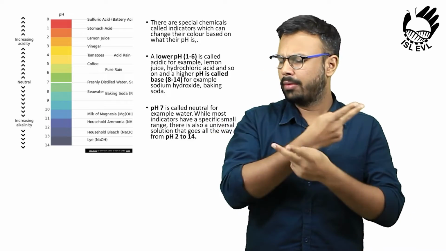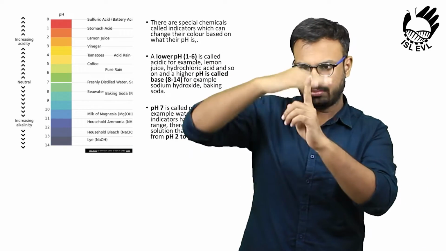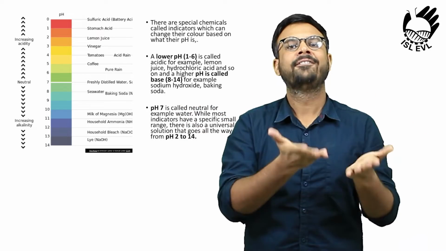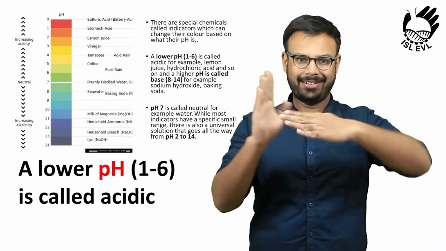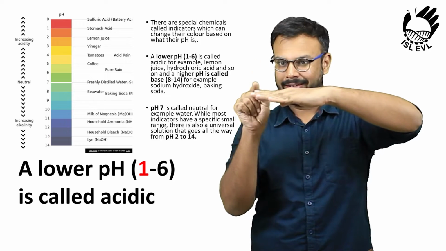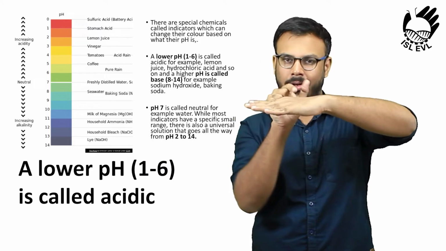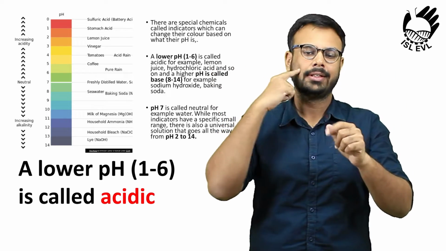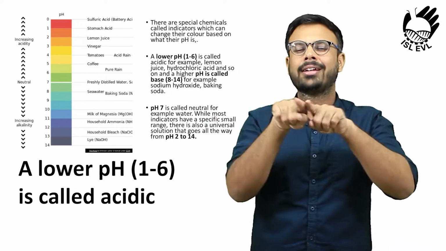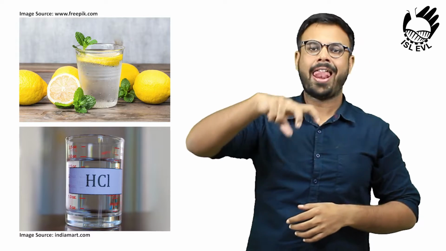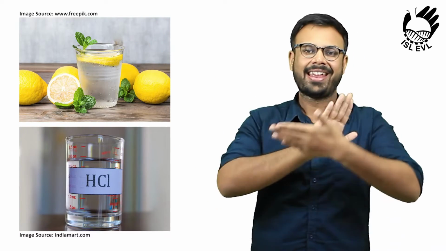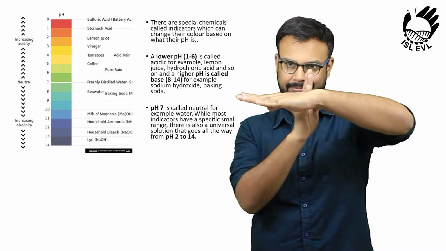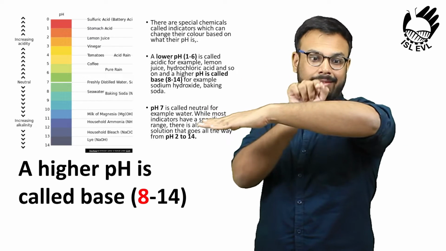There are special chemicals called indicators which can change their color on the basis of their pH. A lower pH from 1 to 6 is called acidic. For example, lemon juice, hydrochloric acid, or any other acid, and so on.